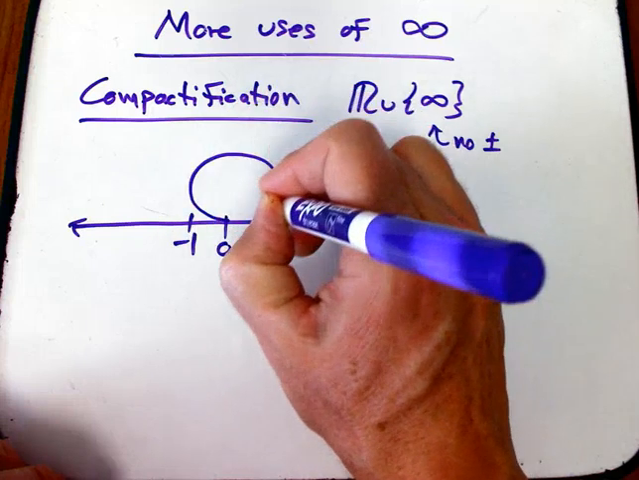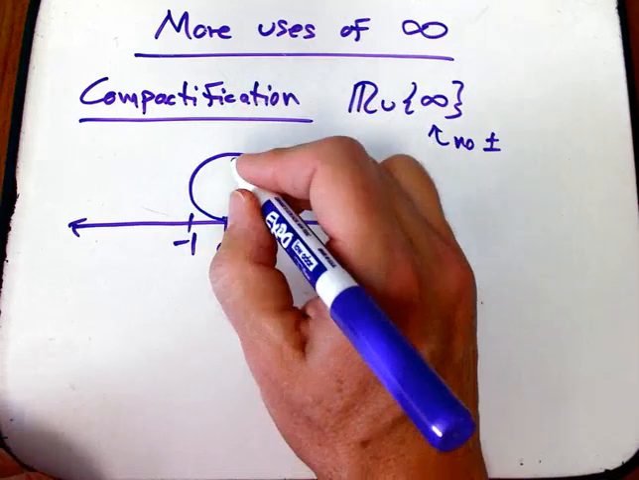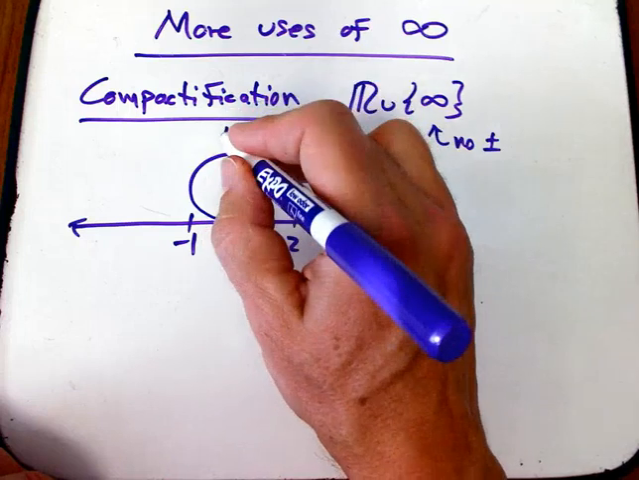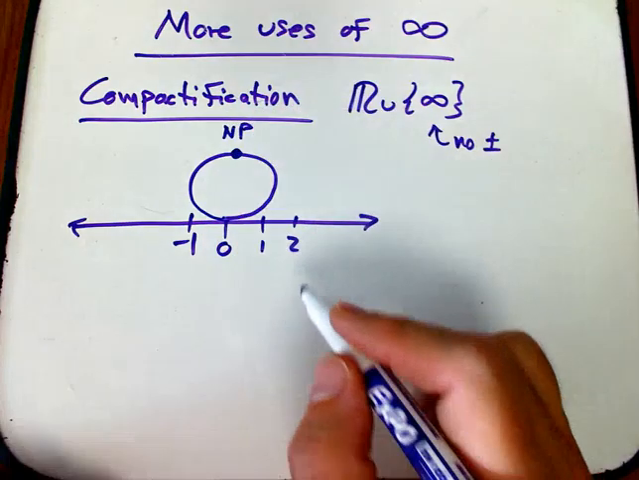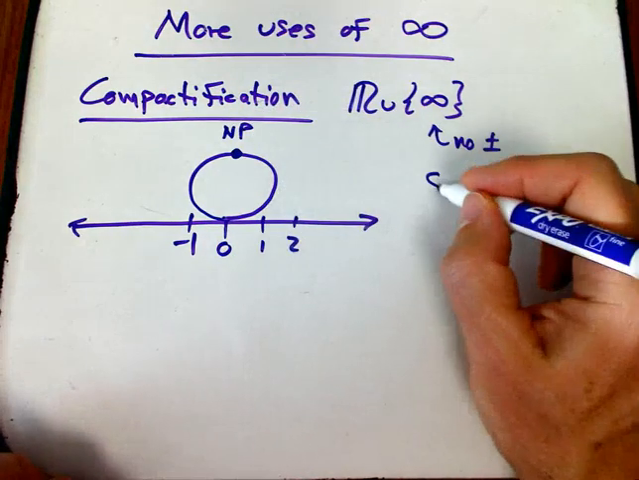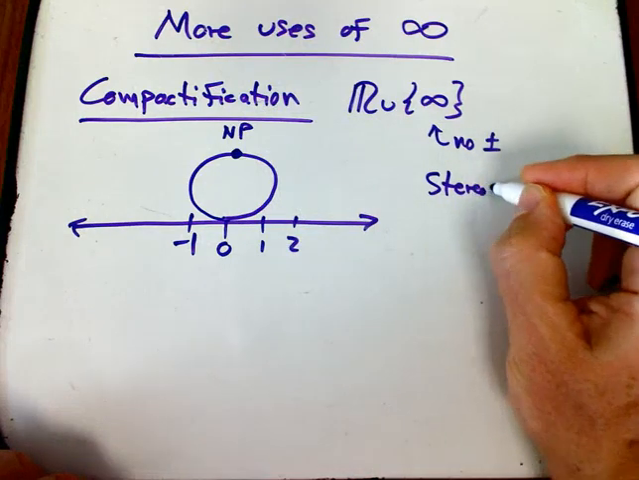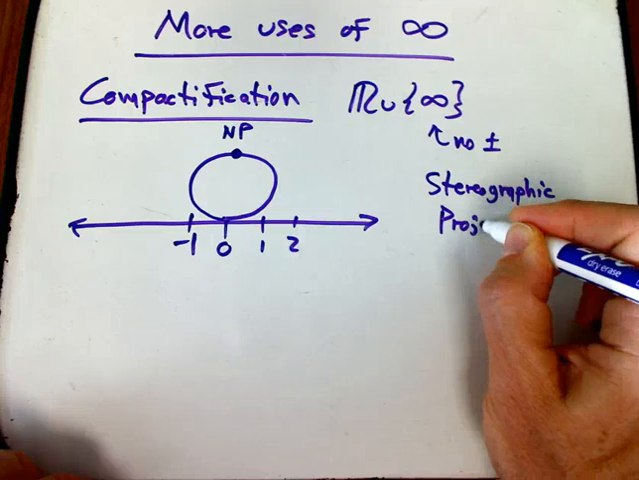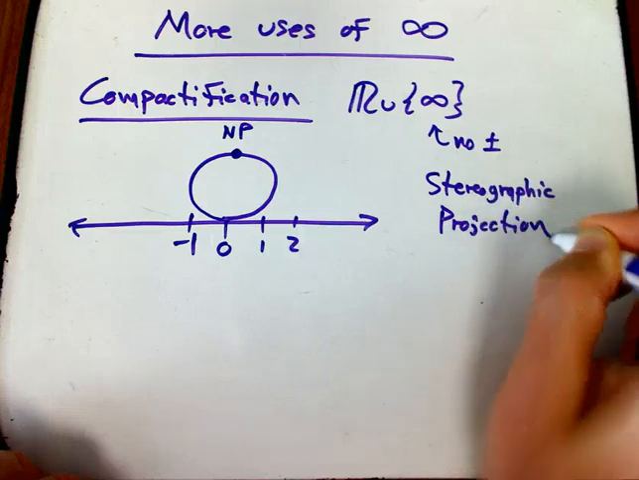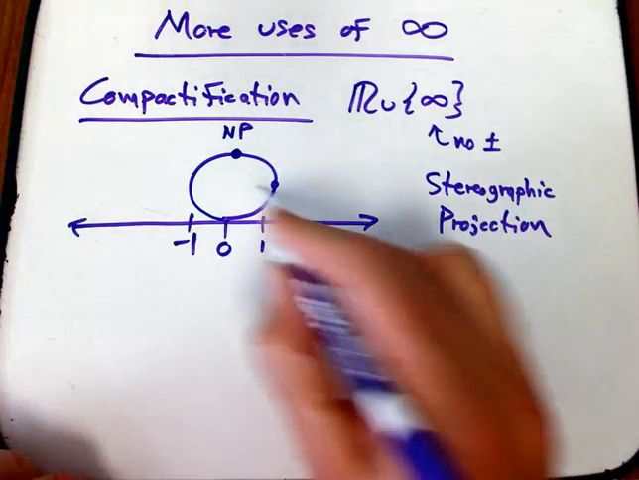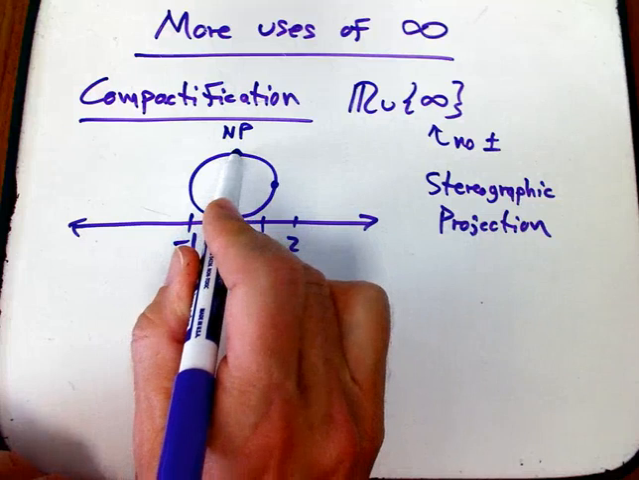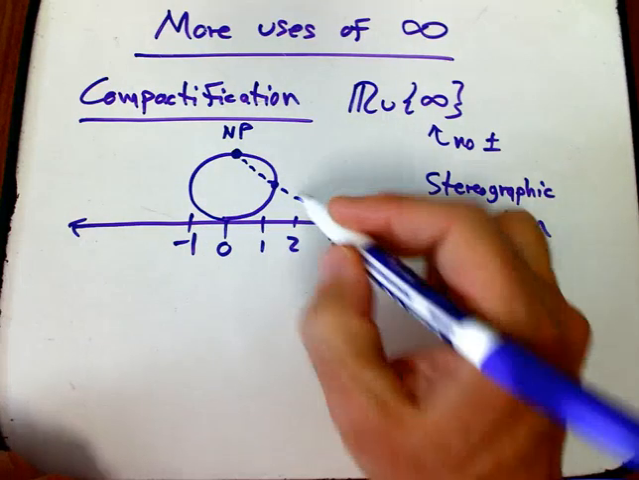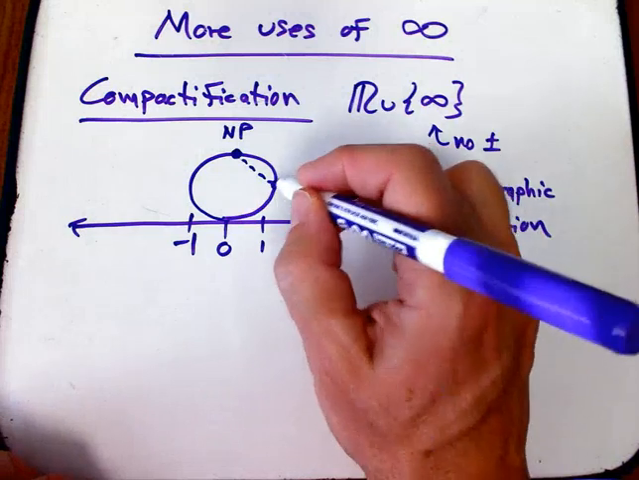So take a circle and put it right on top of the line, and then take a base point right at the top of the circle. I'm going to call it the North Pole because we'll do this with a sphere eventually. And then do what's called stereographic projection. That means we're going to define a map from the circle to the line by just mapping from the base point to the line. So maybe it hits at 3.